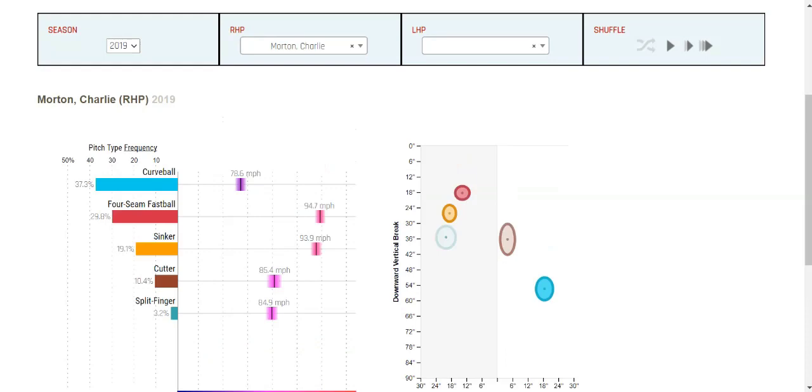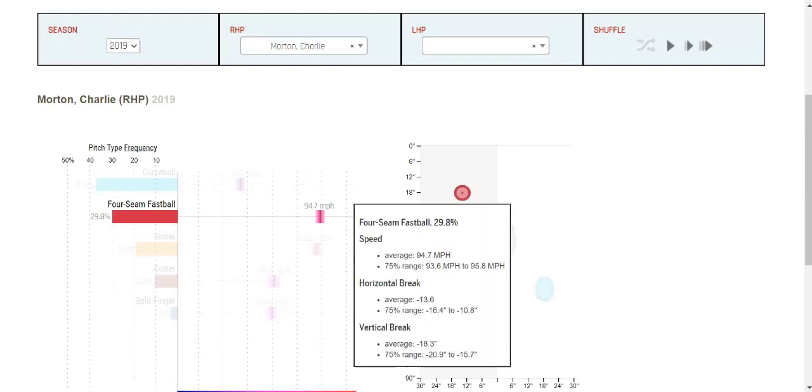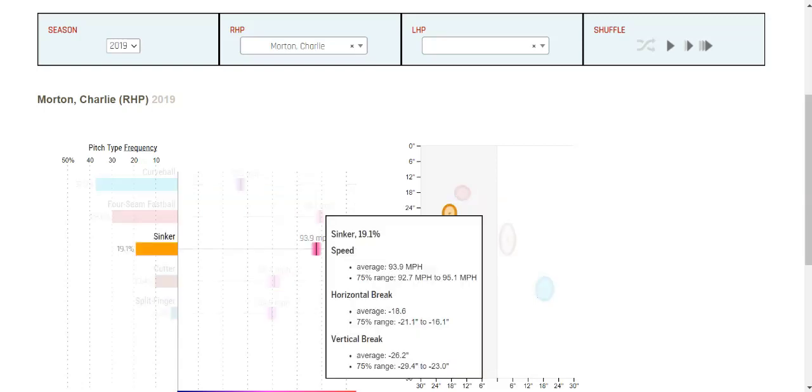Other than the curveball, though, Charlie Morton's really just throwing fastballs. It's either going to be a 4-seam fastball averaging 95 miles an hour, which is pretty quick, or a 2-seam fastball, also called a sinker here on Baseball Savant.